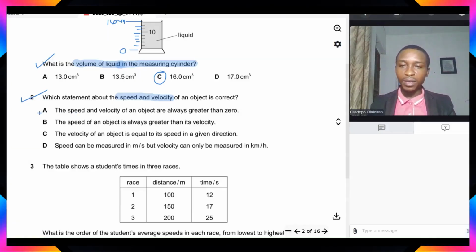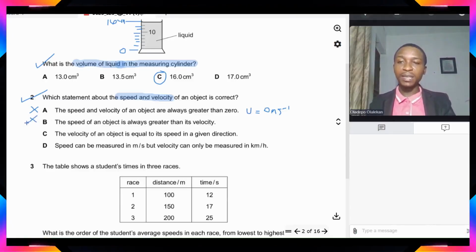We have option A: the speed and velocity of an object are greater than 0. That's incorrect, because if an object starts from rest, it has initial speed u, which equals 0 meter per second. So option A is definitely incorrect. Let's look at option B: the speed of an object is always greater than its velocity. That's also incorrect. Speed and velocity can be the same.